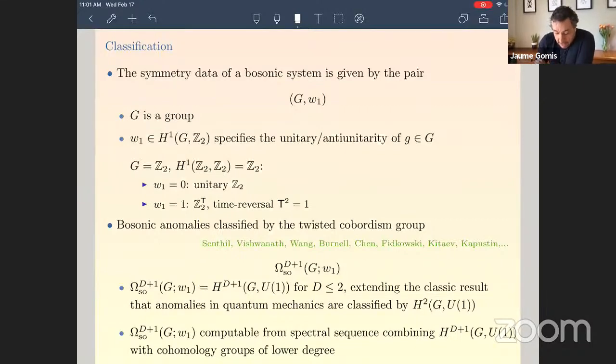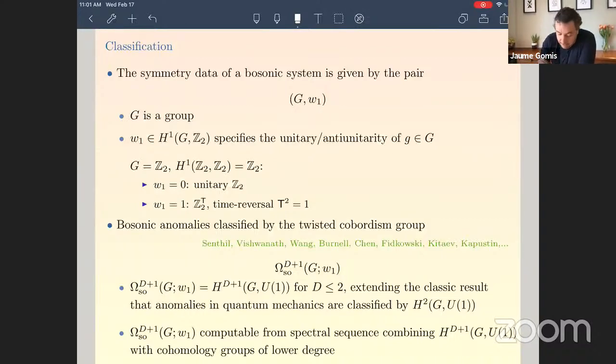The outcome of a lot of work by many people is that bosonic anomalies are classified by a certain twisted cobordism group that has this name. The input data is the group G and this structure that tells you whether the symmetry is unitary or anti-unitary. This was developed by starting from models, and the sharper formulation came later.